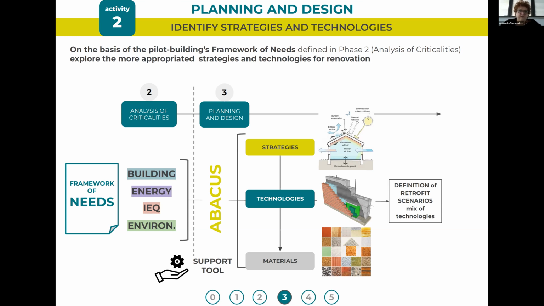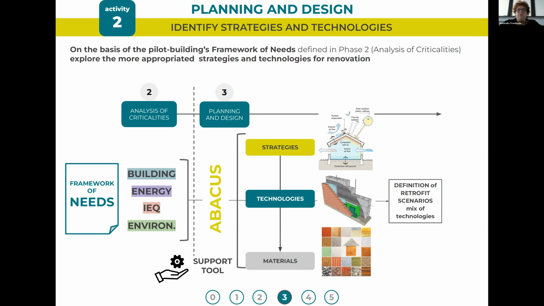So starting from the framework of needs, which was the main result of the previous phase, now, according to the criticalities, we can plan the new technologies. And to do this, we have another support tool, that is the abacus.